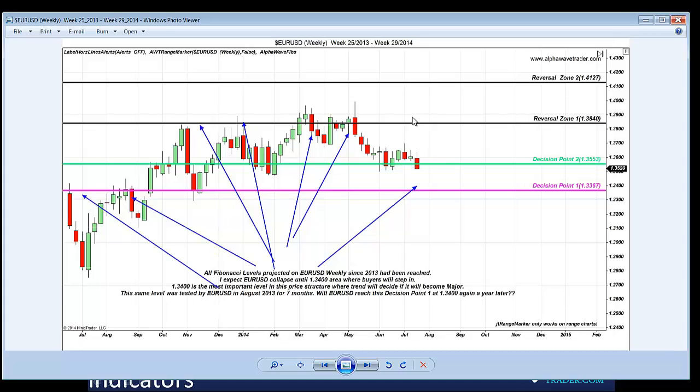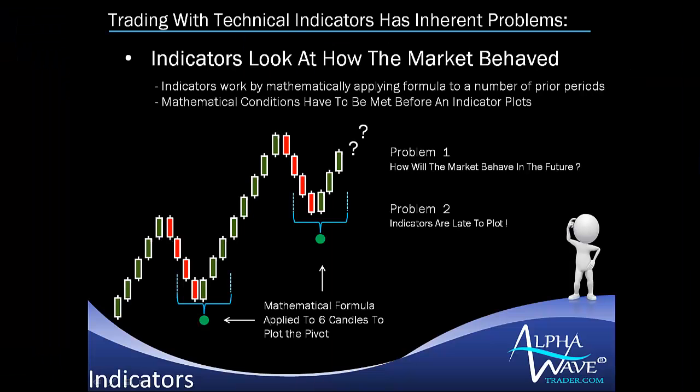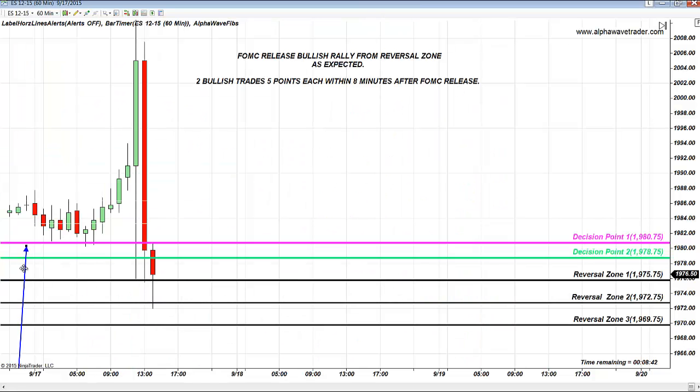Short on Euro from 3,800 with major obstacle at 3,400. Why in the world was 3,400 such an obstacle? I will let Apple Weekly answer that story in just a second, just like I will let S&P Hourly answer that story. Take a look.